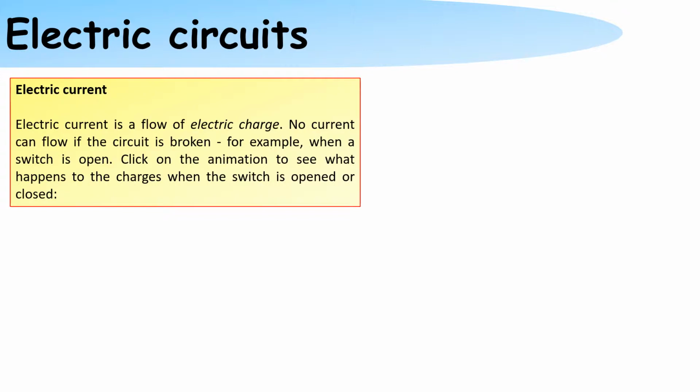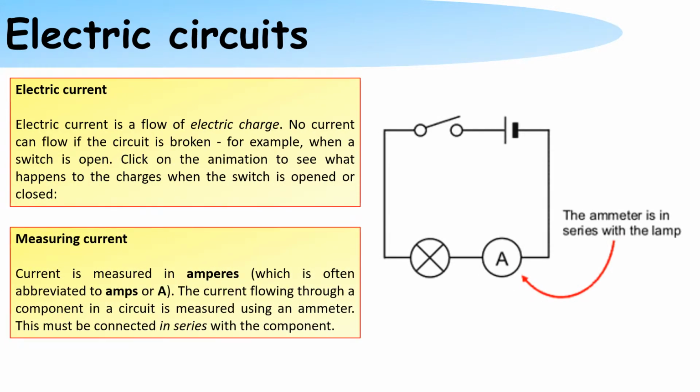Remember that electric current is the flow of electric charge. No current can flow if the circuit is broken, for example, when its switch is open. This diagram shows a circuit with an open switch, so therefore no charge will be able to move around.